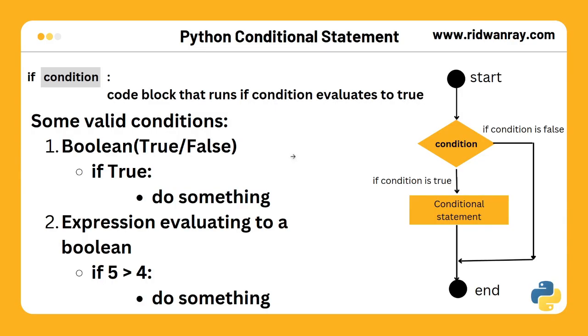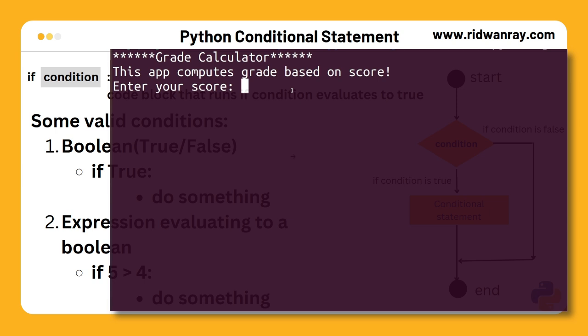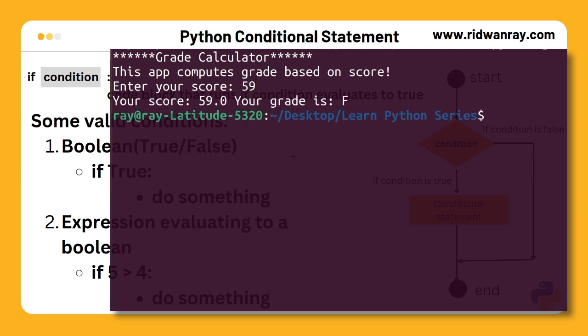What's going on, guys? In this video, I'm going to explain how Python makes decisions. Don't worry if you are new to Python. By the end of this lesson, we are going to create a basic Python project. It will take a student's score as input and figure out their grade. Without any delay, let's dive in.